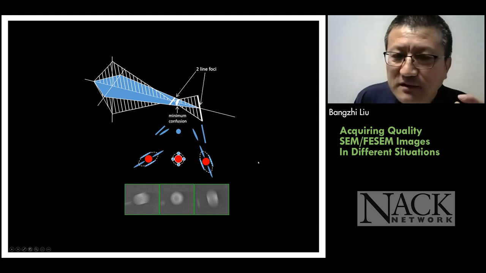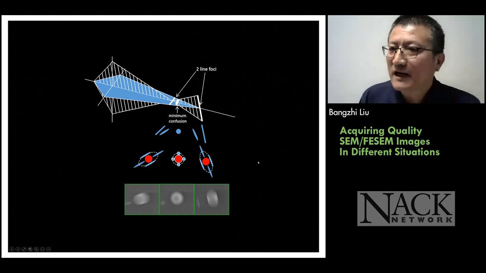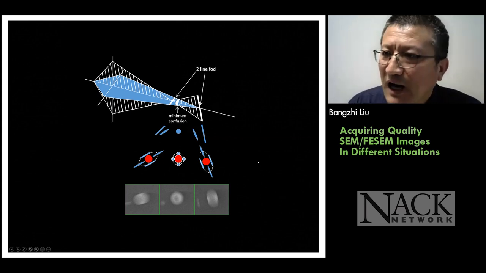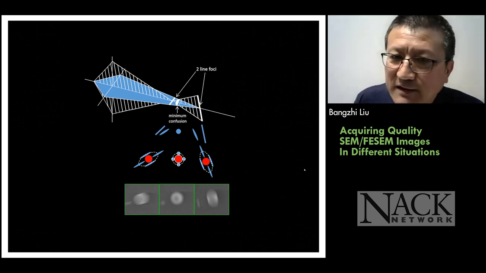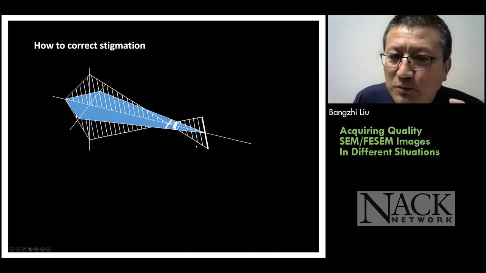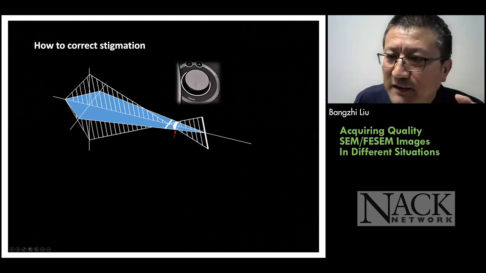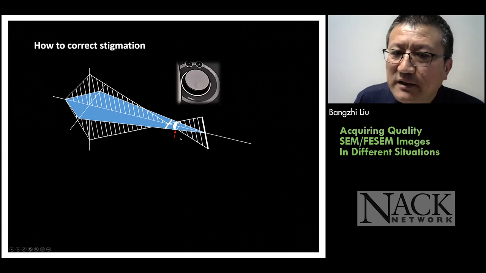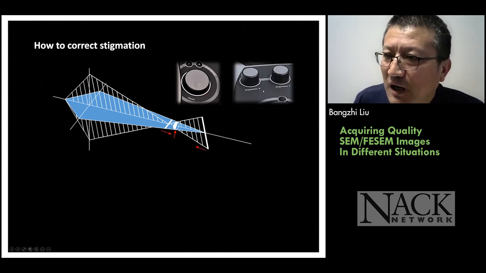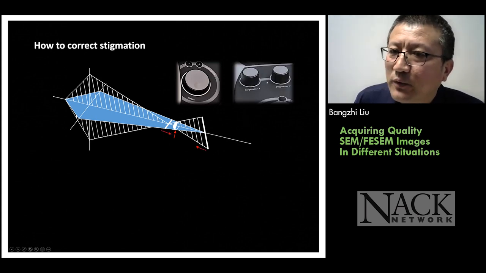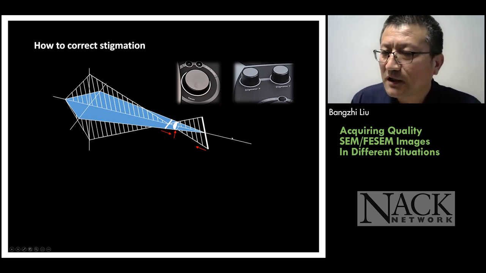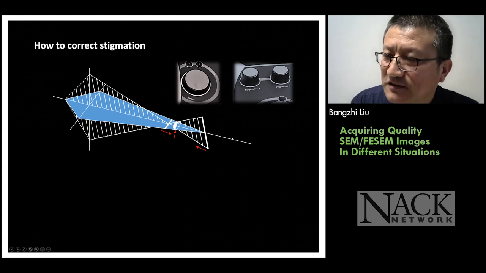So now we see, when you have this, I need to correct the astigmatism. How can you correct it? The first thing you want to do is find this point first. By changing focus, you need to focus the beam right here. Then we have two knobs for stigmation. When you change these two knobs, you're going to reduce the astigmatism.